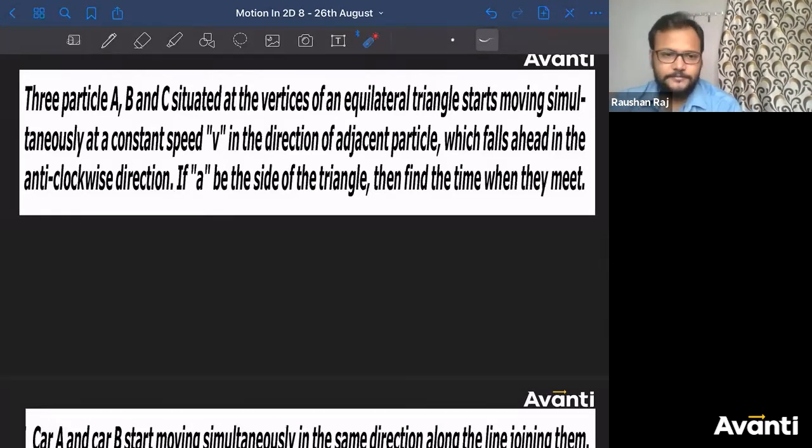But what is D here? I have not given D here. I have given A. So the answer should be in terms of A only, right? I think you have seen some other question where the edge length is given to you as D.